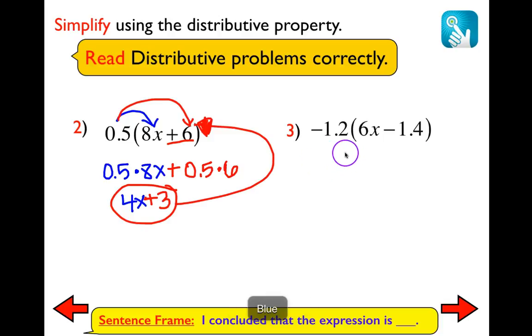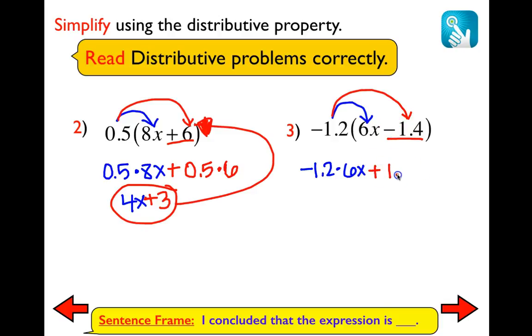So first things first, we're going to distribute negative 1 and 2/10 to 6x. I'm going to write it like so. 1 and 2/10 times 6x. Now I'm going to distribute a negative 1 and 2/10 times a negative 1 and 4/10. A negative times a negative is a positive, so I'm going to put plus 1 and 2/10 times 1 and 4/10.